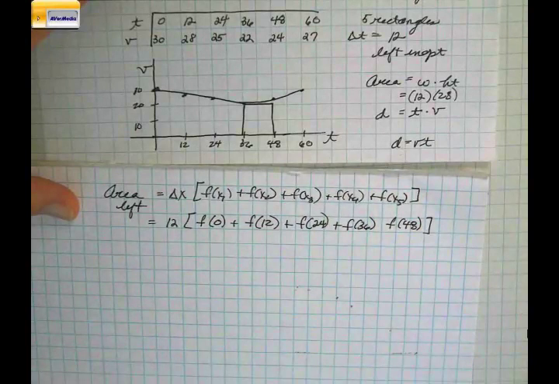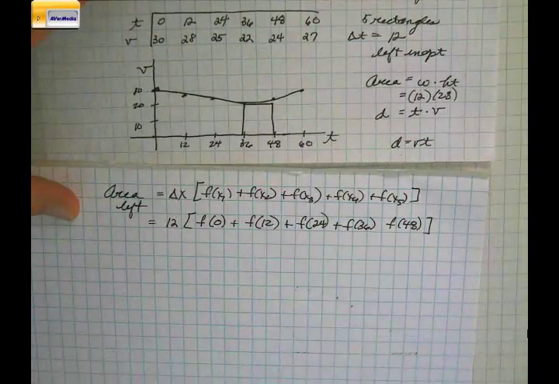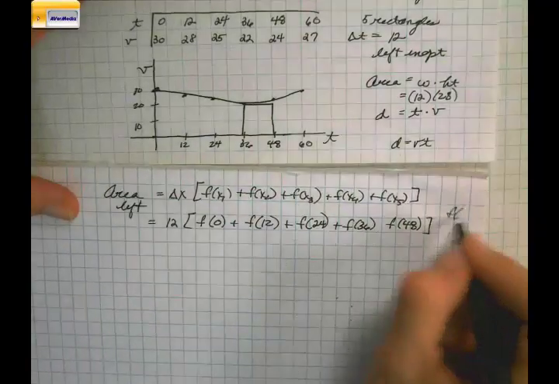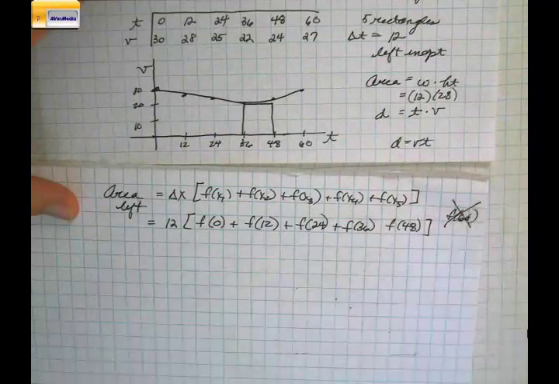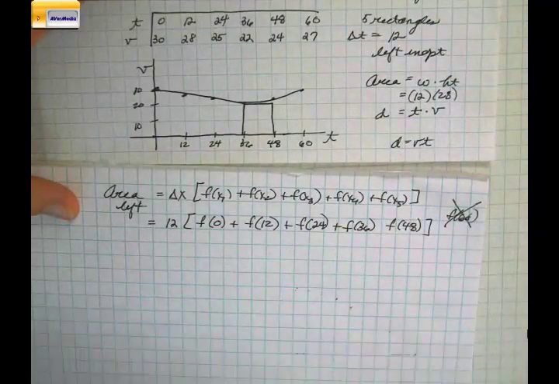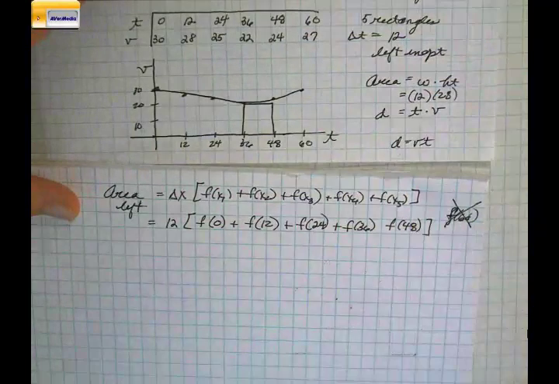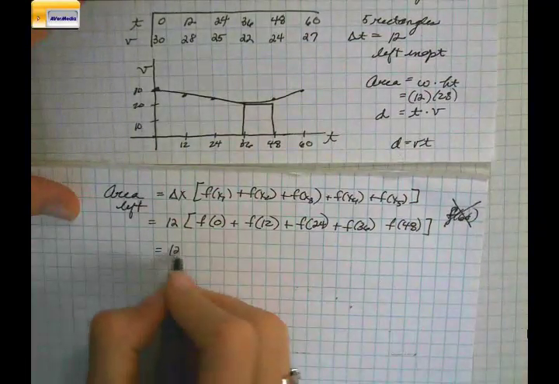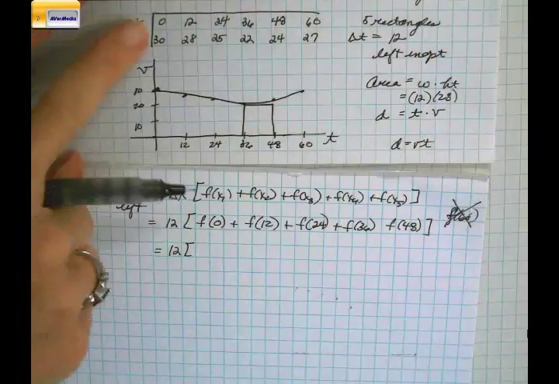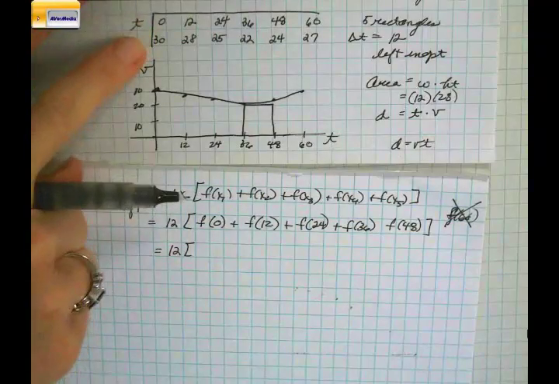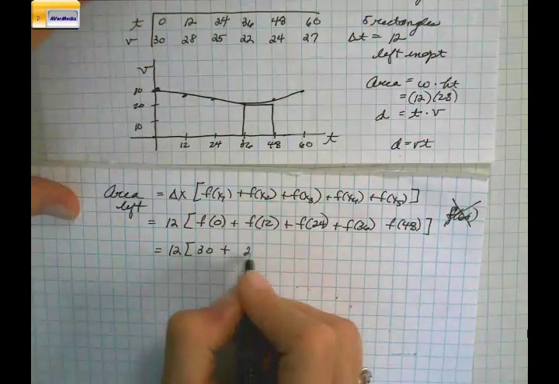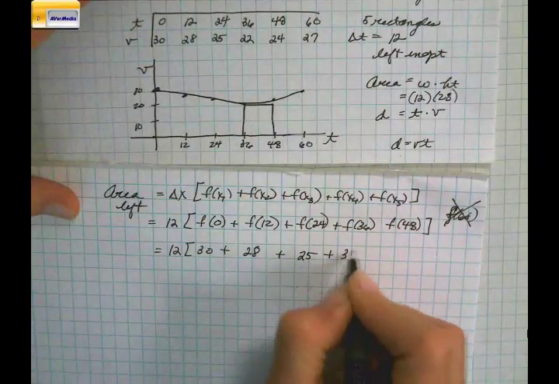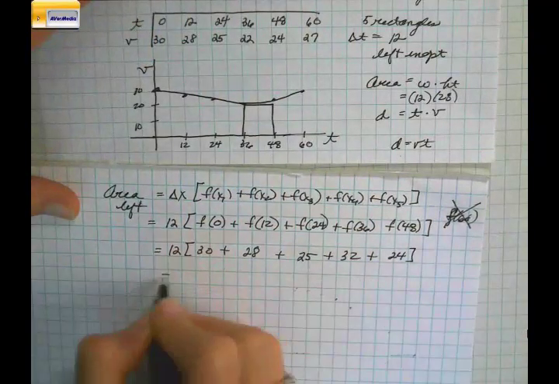Note, we never compute f at 60 in this case. Using the left endpoint, we don't ever compute f of 60. So you might put on here, f of 60 is not used when we use the left endpoint. We don't ever use the height at 60 seconds because we're using the height at the initial point. So this becomes 12 times f of 0 from my table. The height is 30. f at 12, the height is 28. At 24, it's 25. At 36, it's 32. And at 48, it's 24.